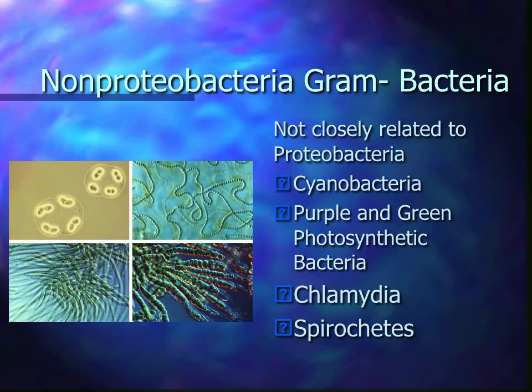Okay, there's other gram-negative bacteria that aren't closely related to Proteobacter, including a very important group, the cyanobacteria. They're a group that does photosynthesis, and they are probably responsible for changing the Earth's atmosphere from a reducing atmosphere to one that we can breathe that has oxygen. Some of these non-Proteobacter gram-negative bacteria include Chlamydia and spirochetes, so some important organisms.